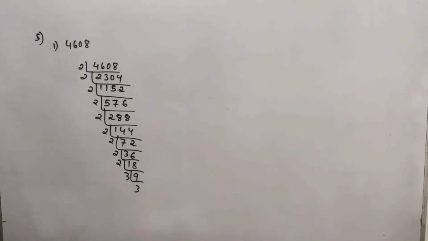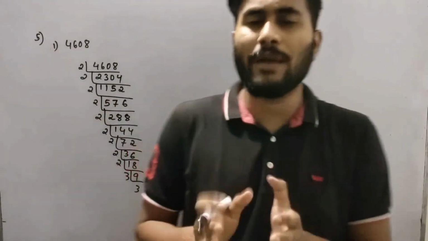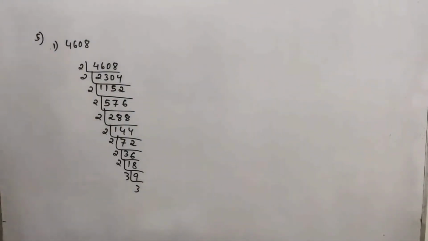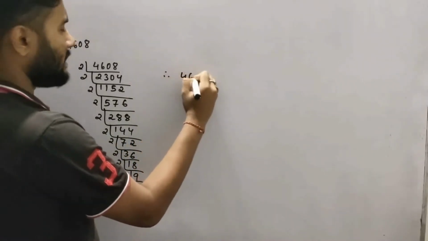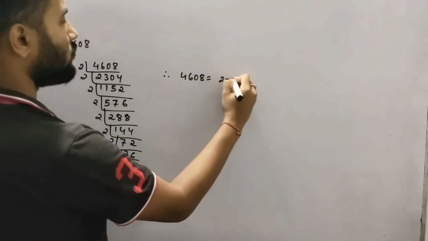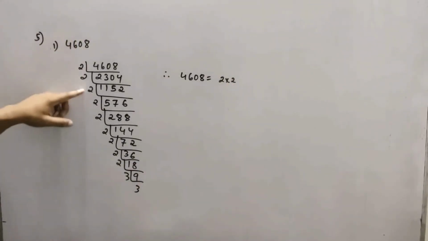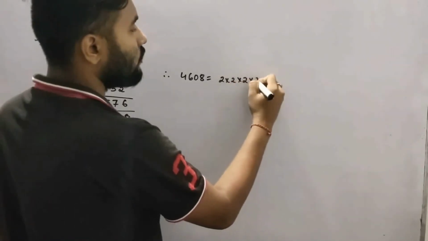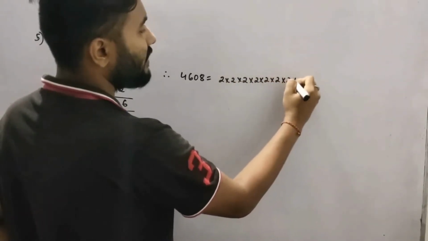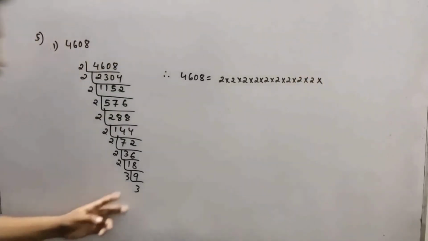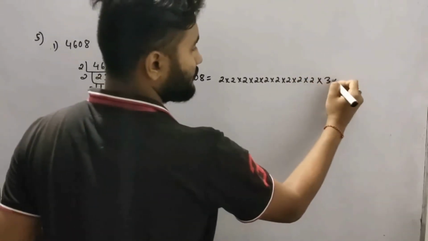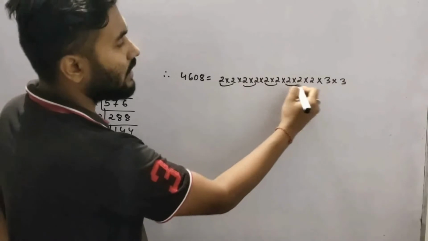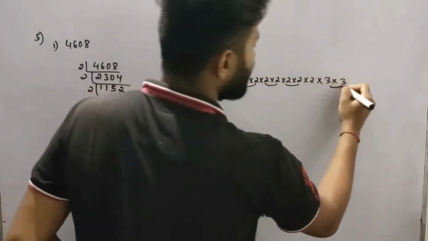Okay, same process, same like question number 4. At first you have to prime factorize this one. Okay, prime factorization done, so you write it into its factor form. So therefore 4608 is equal to 2 into 2, how many are there? 1 2 3 4 5 6 7 8 9, so nine 2s, into how many 3s are there? 2 3s are there. Okay, so pair them. This is one pair, another pair, another pair, another pair, single, and then this one.